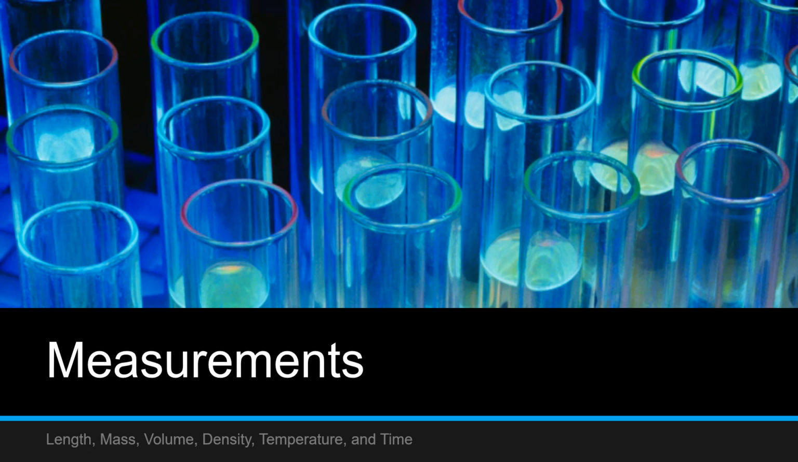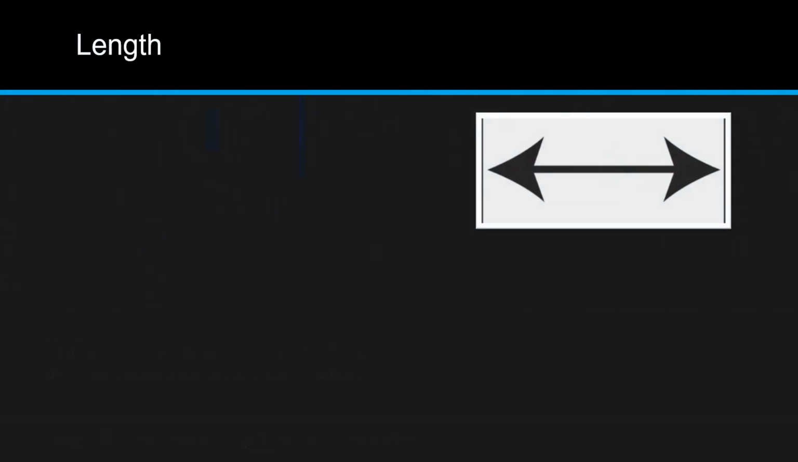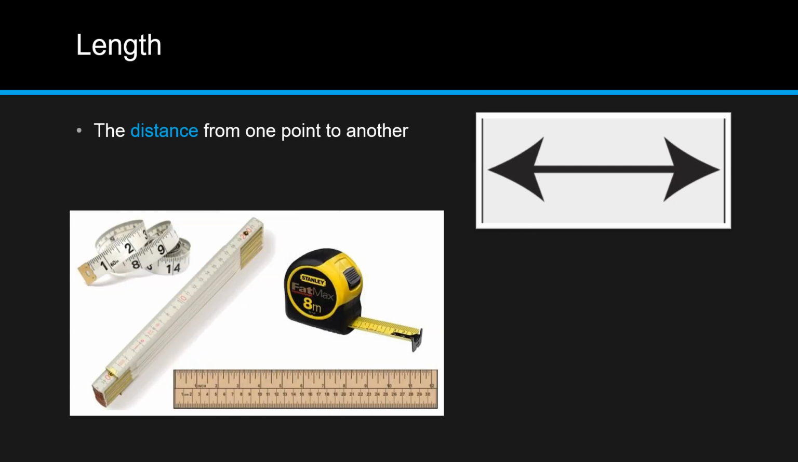This video is about the various types of measurements that we make in science. We'll start with length. Length is the distance from one point to another. The way that we measure length is by using tools like rulers, meter sticks, and tape measures. The base SI unit for length is the meter.